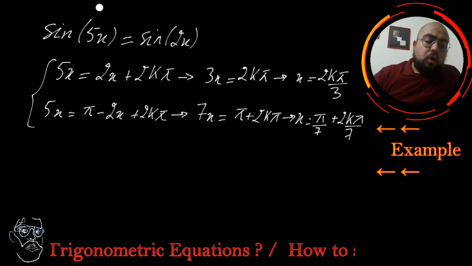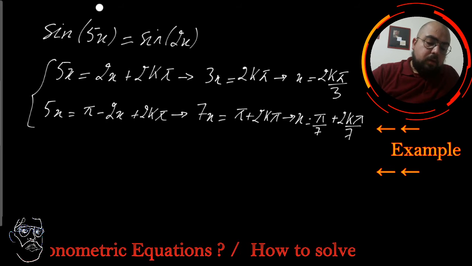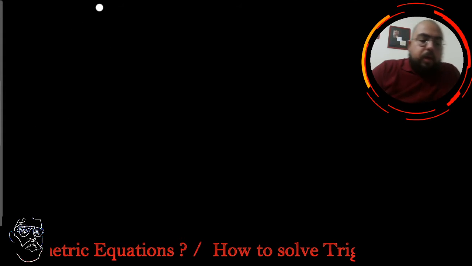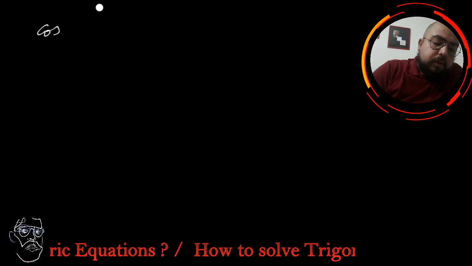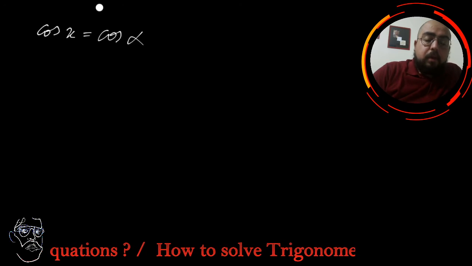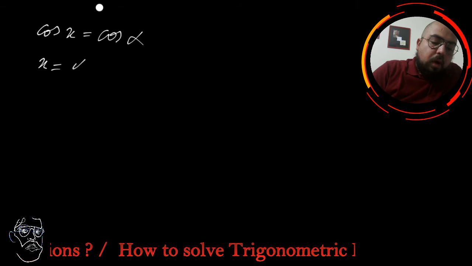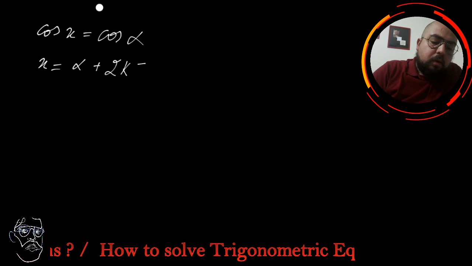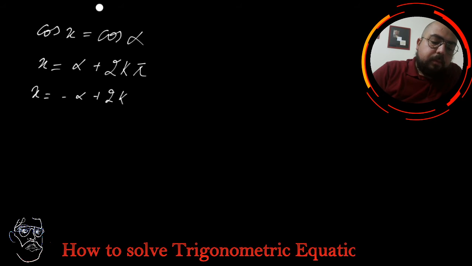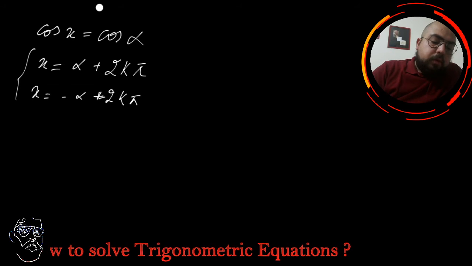Now let's go through cosine. We finished with sine, we're going to go through cosine. So whenever you have cosine x is equal to cosine of a certain angle alpha, your solutions will be x is equal to alpha plus 2k pi, or x is equal to minus alpha plus 2k pi. Alright? So these are the two solutions.